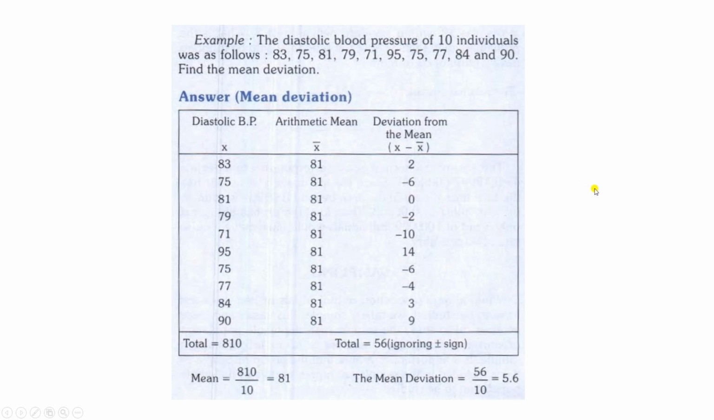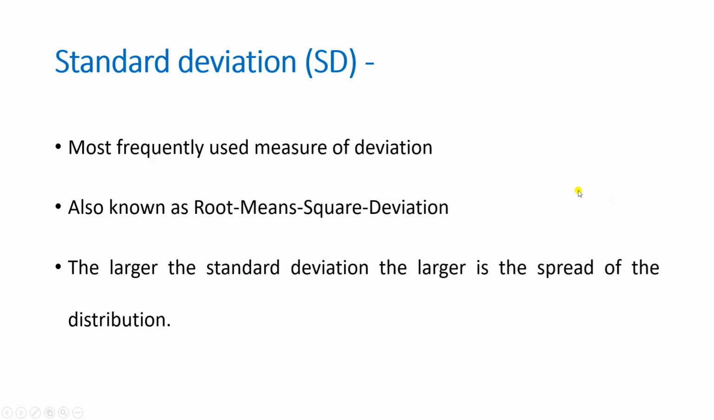Okay. Coming to the little bit advanced part, that is standard deviation. Now in statistics, when we are measuring the deviation, this is the most commonly used method. So the most frequently used measure of deviation is standard deviation. It is also known as root mean squared deviation.